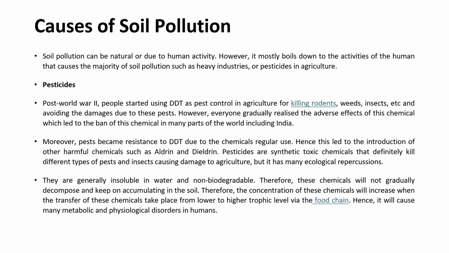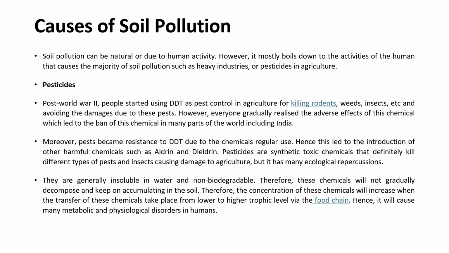Post World War II, people started using DDT, the very common white powder, which you must have seen, as pest control in agriculture for killing rodents, weeds, unwanted plants, insects, etc., and avoiding the damage due to these pests. However, everyone gradually realized the adverse effects of this chemical, which led to a ban on the chemical in many parts of the world, including India.